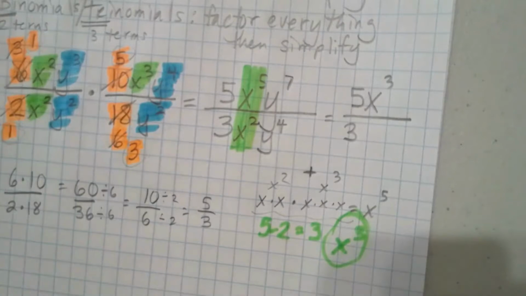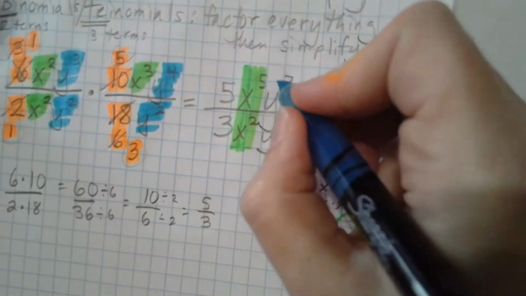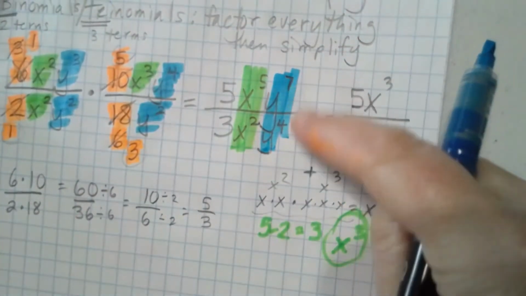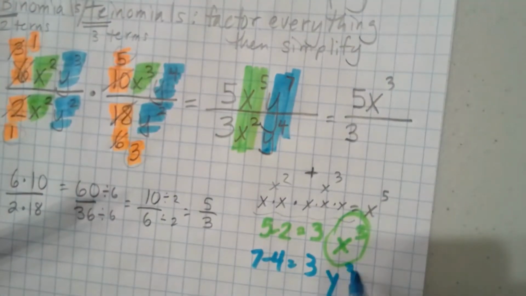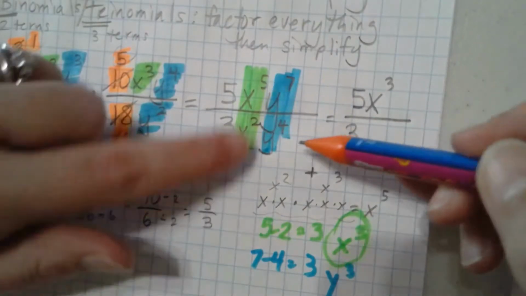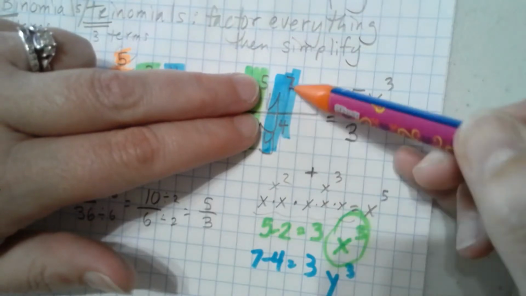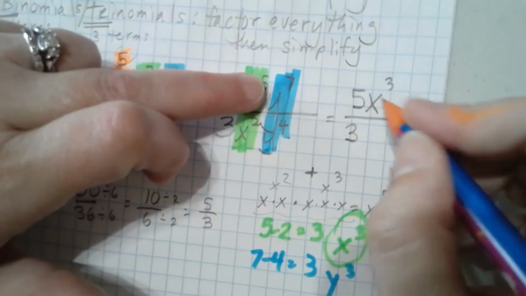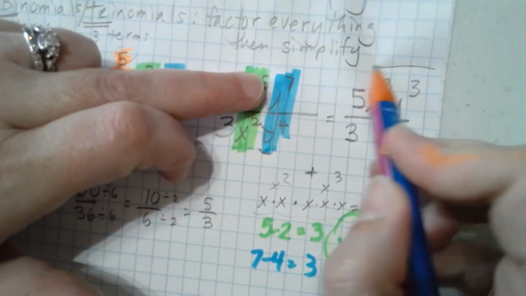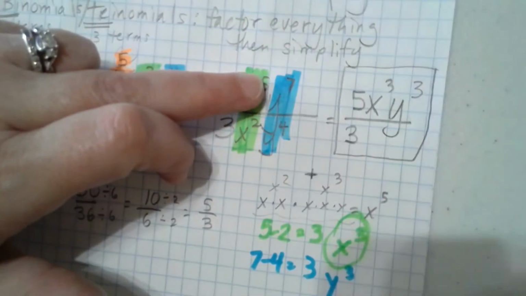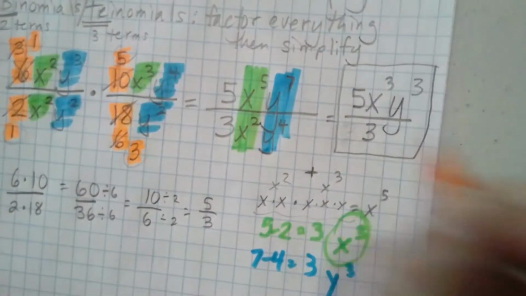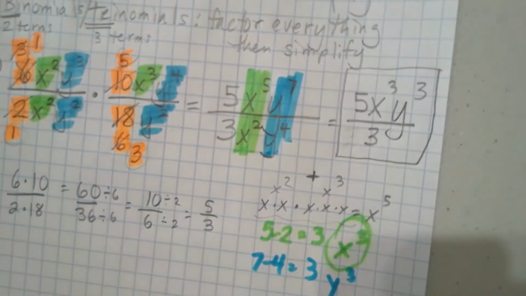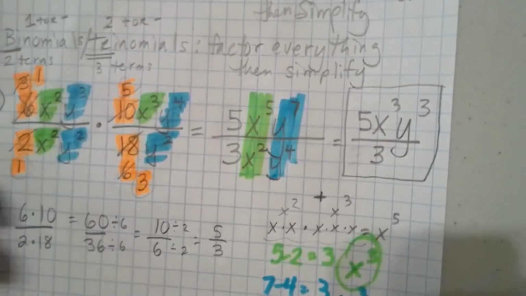Okay. And then we do the same thing with our y values. We've got 7 y's up here and 4 down here, so 7 minus 4 makes 3. So we're going to have y to the third power. Is that going to be sitting on the top or the bottom of our final answer? Where were there more? Top, so it's going to go up here, y to the third. So this becomes my final answer. And just for the sake of neatness, I don't like the 3 sitting all up there in the front by itself. We usually put it right in the middle. Okay, so that is the process.